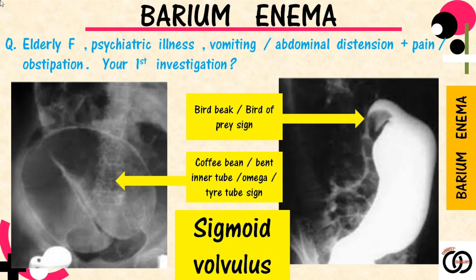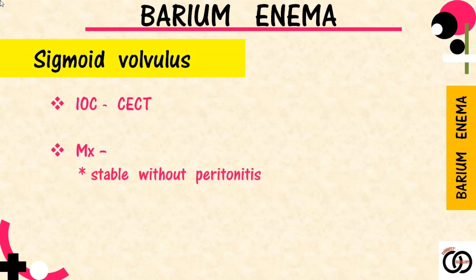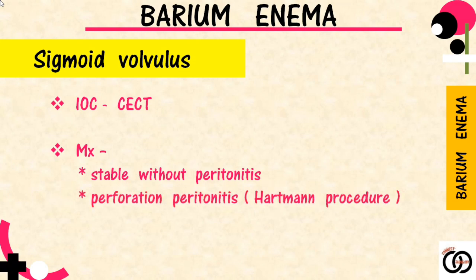Now remember, the investigation of choice for sigmoid volvulus is not plain X-ray abdomen or barium enema. It's contrast-enhanced CT scan. Now about the management of this patient, you should know how you will manage the patient if she is stable without peritonitis, and what if the patient has perforation, peritonitis, what's Hartmann procedure, etc. You will learn this in surgery and you have to know. Remember, sigmoid usually rotates anti-clockwise, while cecum usually rotates clockwise. Remember C for cecum, C for clockwise rotation.